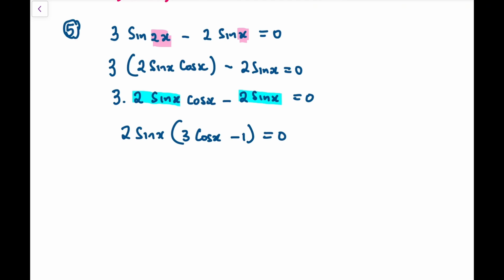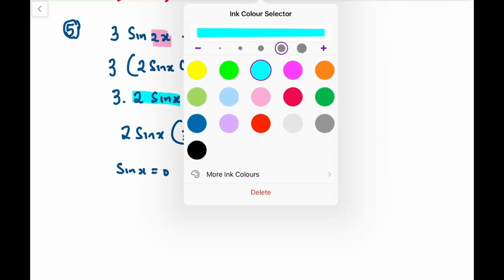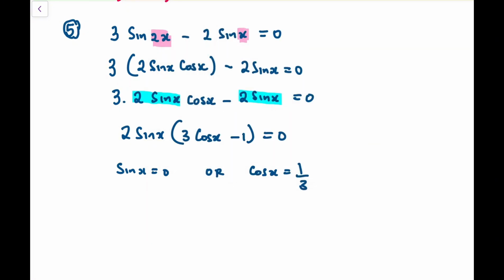And then we have a product that is equal to 0. So that means sine x is equal to 0, or cos x is equal to 1 over 3. So here we have the general solution for sine. We also have the general solution for cos. You need to remember both of them. Let me start with cos, I think it is the easiest.